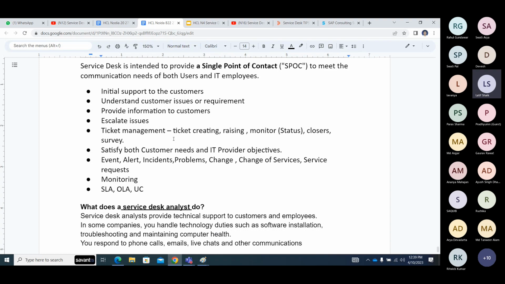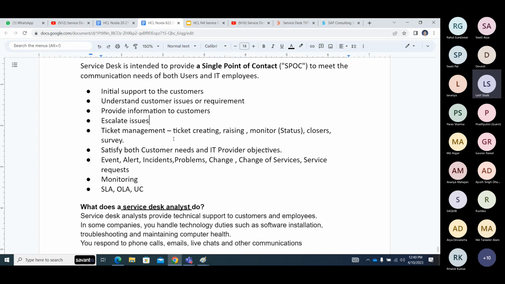Satisfy both customer needs and IT provider objectives. What does satisfying customer needs mean? What is the customer's requirement? Service. Good service, quality of the service. So provide that. What is the IT service provider's objective? The IT service provider's objective means to provide a service. Seamless service, right? Continuous service. Make sure the customer is getting a service. So that is satisfying both customer needs and IT provider objectives.